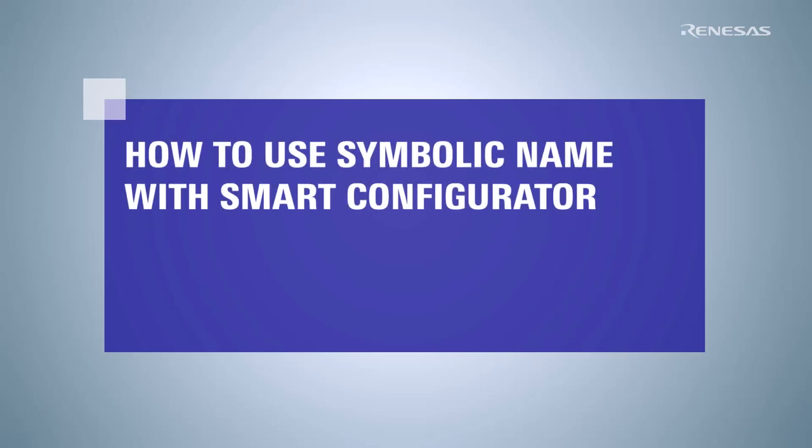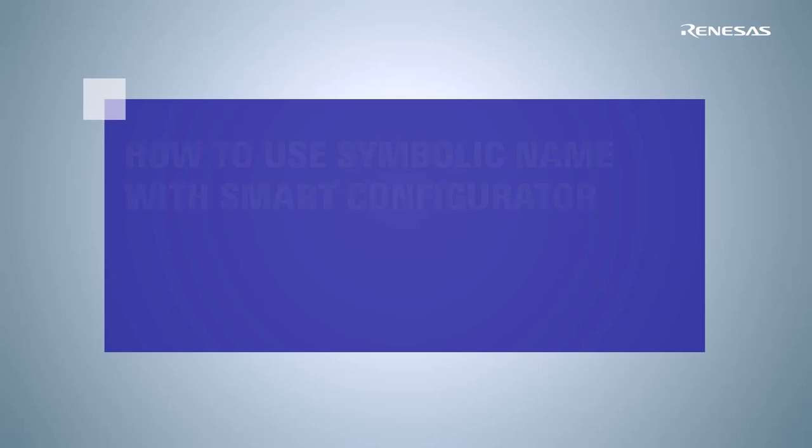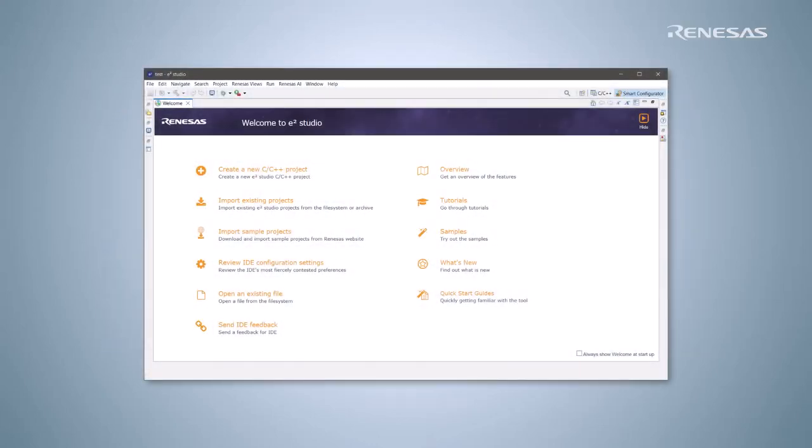This video demonstrates how to use symbolic names with Smart Configurator for RX and RL78. As an example, we will use the RL78 Blinky project, which uses a program to blink the LED.